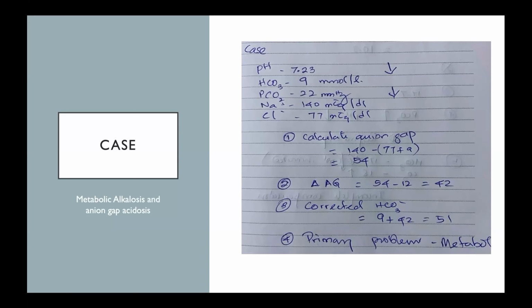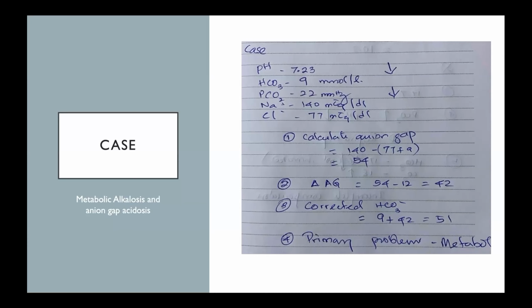So what is the primary problem? I said check the pH and CO2. Both are moving in the same direction. That means the primary problem is not due to respiratory carbon dioxide retention. So it is metabolic. The primary problem is a metabolic problem. The patient got an anion gap acidosis but started with metabolic alkalosis, and the metabolic problem is the primary, right?